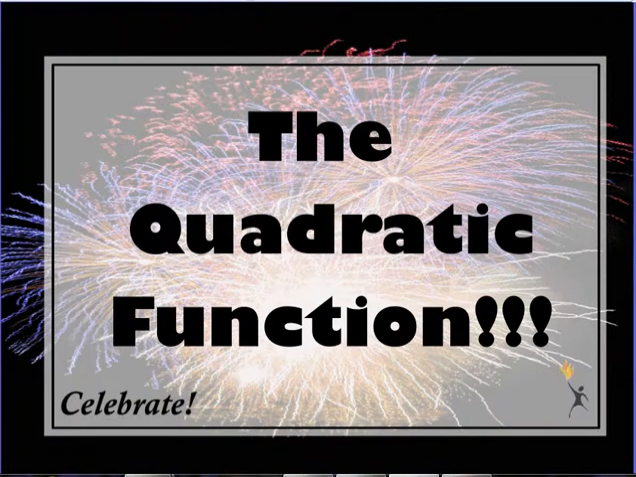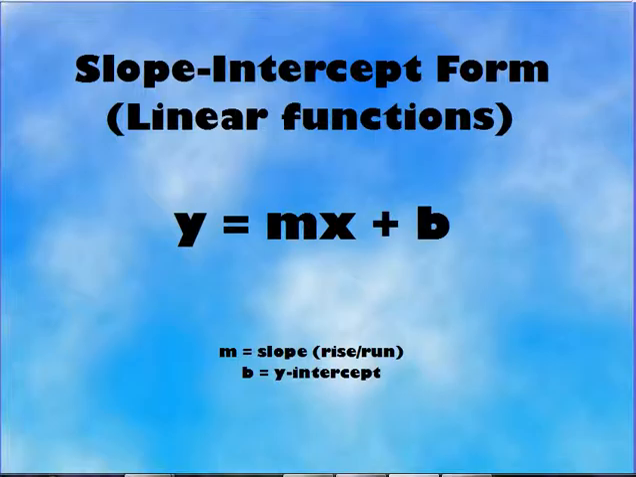And now we introduce the quadratic function. Yay! So slope-intercept form, just as a reminder, was y equals mx plus b, where m was slope, b was y-intercept, and your lines were always linear or straight.